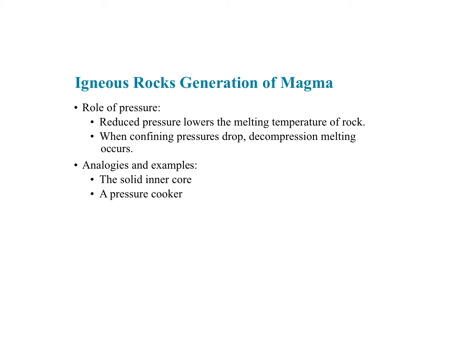In other words, you might have some rock underneath the Earth's crust that's not melted. It's at a very high temperature because the high pressures there mean that you have to have a higher temperature to melt it. But if the pressure is released, then the melting point gets lowered, and then that rock can suddenly melt. That's what decompression melting is.